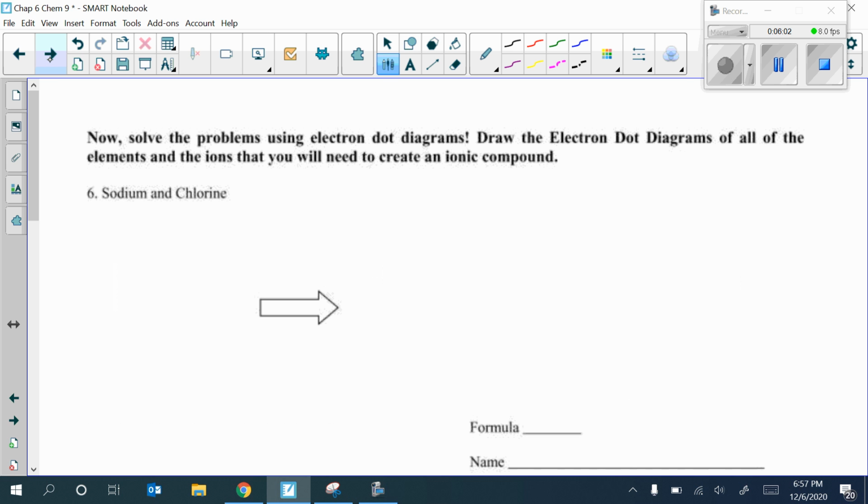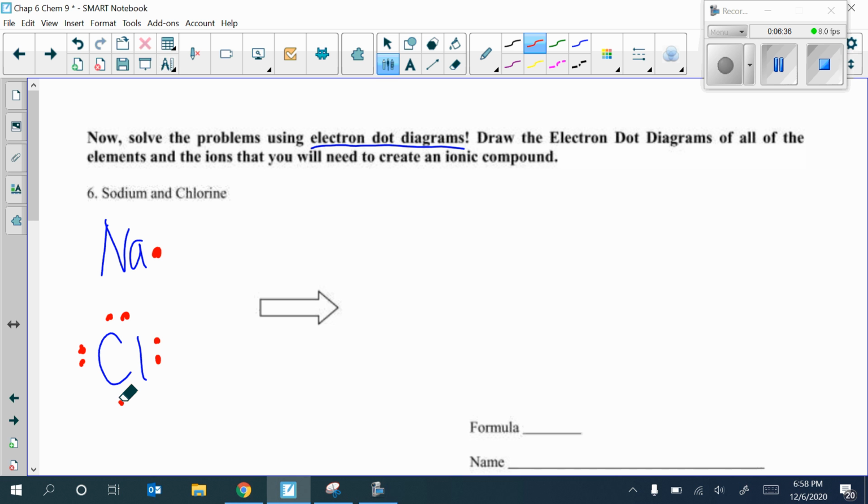I do want to show you a little bit on this next one. We're going to do it a little bit shorter on number 6. It says solve the problems using electron dot diagrams. Draw the electron dot diagram of all the elements in the ions that you need to create the ionic compound. So I have sodium and chlorine. So when I draw sodium and I look on my periodic chart, I'm going to see that sodium has 1 valence electron and chlorine has 7.